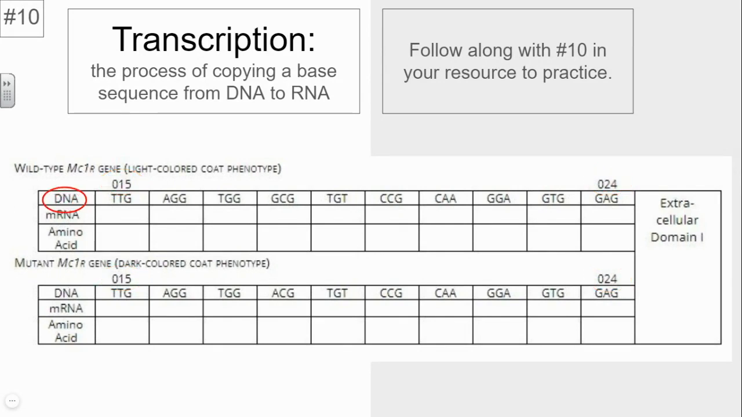Looking at the DNA sequence of the wild-type gene and comparing it to the DNA sequence in the mutant gene, you can see that there is one mutation in this segment.